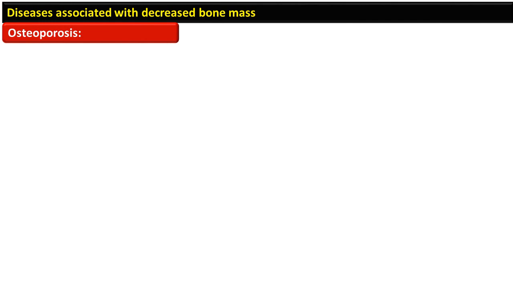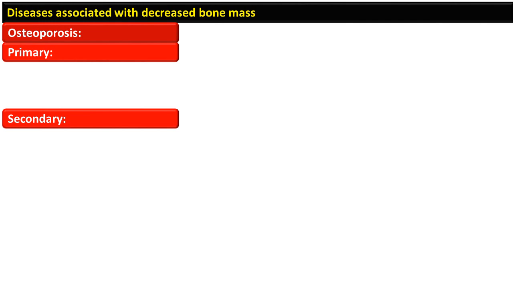Looking at these figures in the USA, we can conclude that in our part of the world, this disease must be on the higher side because of dietary problems and nutritional disorders. Osteoporosis can be divided into primary or secondary.